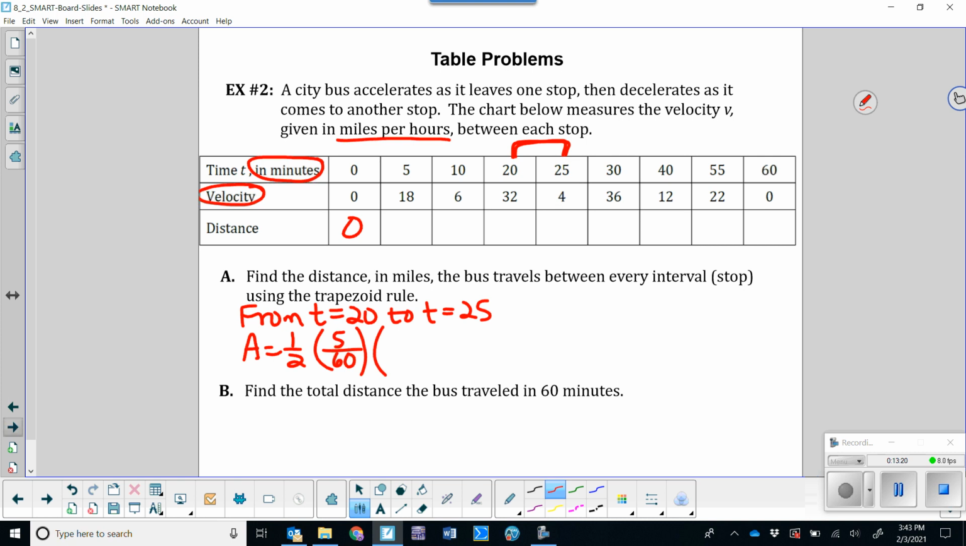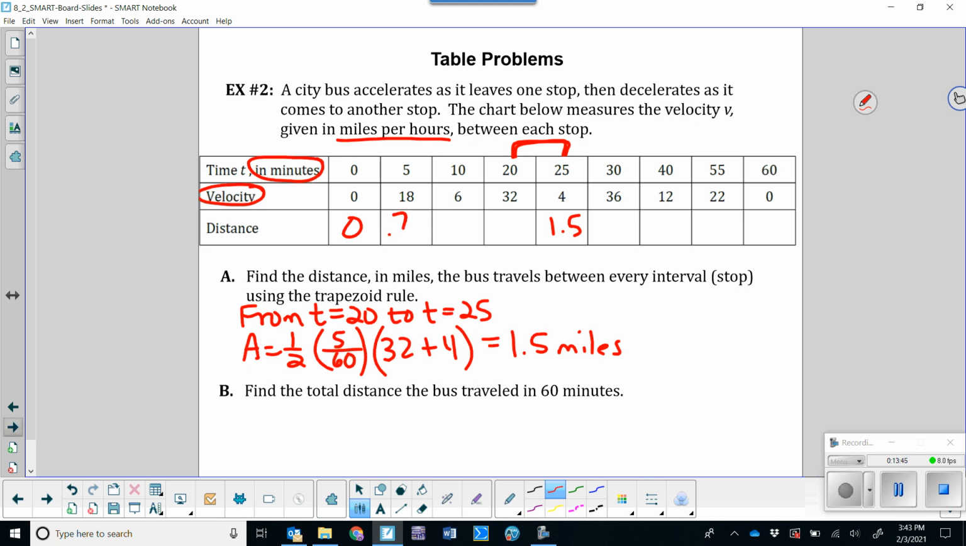And then I take my y's and add them up. So 32 plus 4, because those will end up being my heights or my bases. My height was 5 over 60. So if I do that one, I get 1.5 miles. And you would do the same thing for all of these. And then that answer would go right here, because I'm integrating from 20 to 25. Answer at 25 is 1.5.